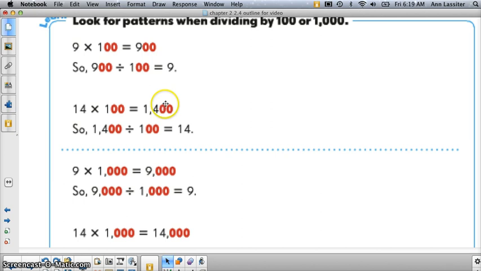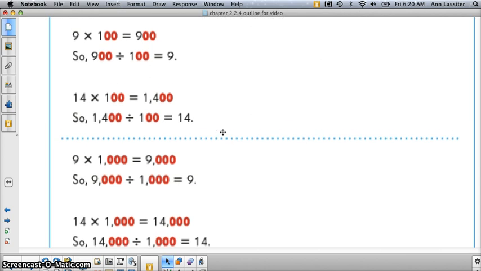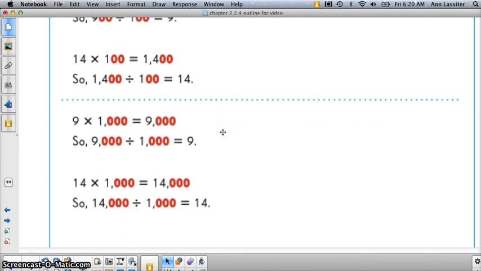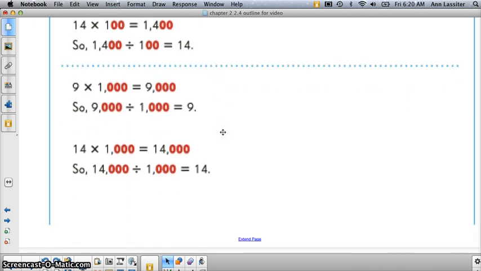If you're working with whole numbers, which we will be for the meantime, you will see that every time you do this, it's the movement, it's the canceling of the zeros. So 900 divided by 100 equals 9. 1,400 divided by 100 equals 14. And then for thousands, if they have the 3 zeros, will cancel each other out.